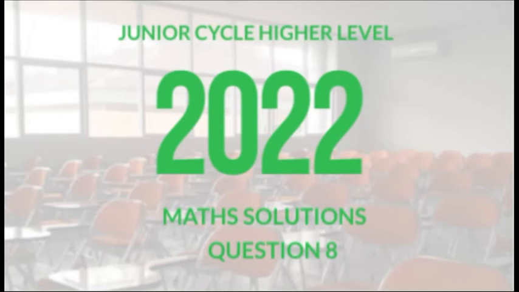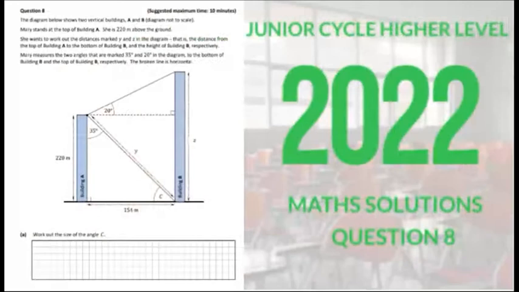Let's have a quick look at the question. So we have two triangles here and we have two buildings. First of all, we need to find the angle in the corner of building B, so we have to find angle C. In the second part, we're finding the hypotenuse, so we have to use Pythagoras' theorem. And in the third part, where we're getting the height up here, we're doing some trigonometry, so we have to use a trigonometric function. So let's get started.